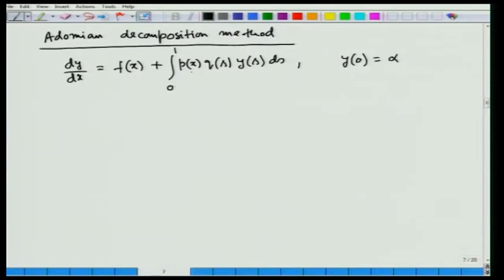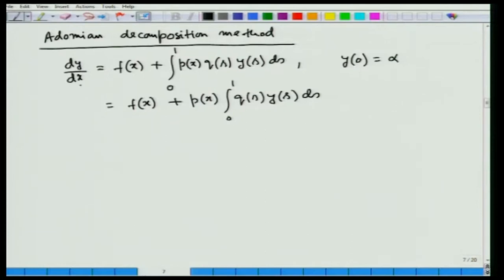And as p(x) is under the integral sign, we can take it out of the integral sign and rewrite this as dy/dx equal to f(x) plus p(x) integral 0 to 1 q(s) y(s) ds. This is the expression for dy/dx.